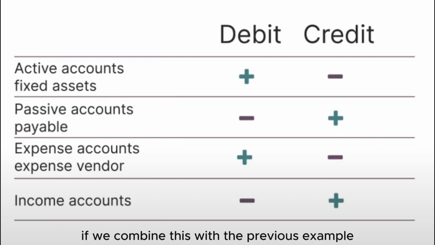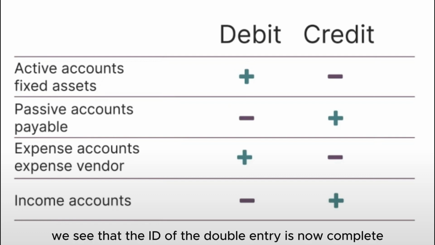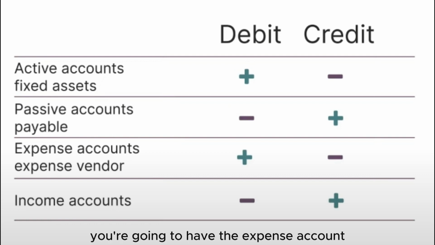If we combine this with the previous example, which is the passive accounts, we see that the idea of the double entry is now complete, because on the debit side, you're going to have the expense account, and its counterpart is going to be on the credit side with the payable account.